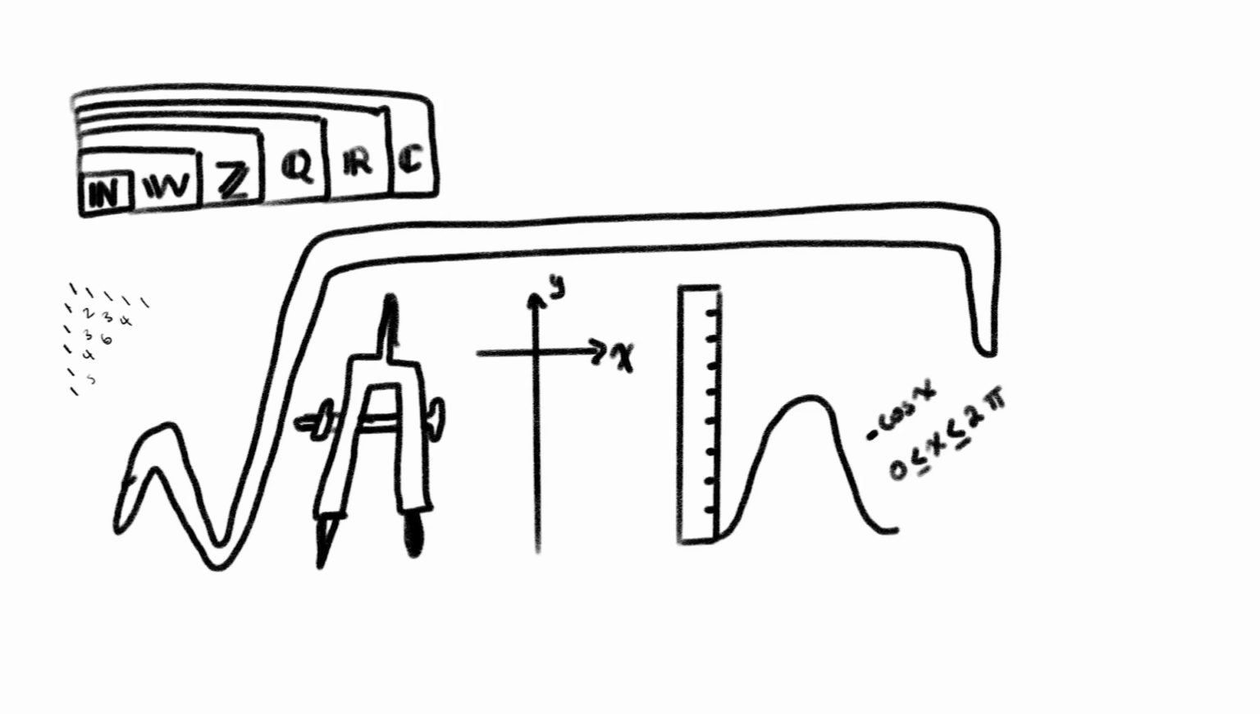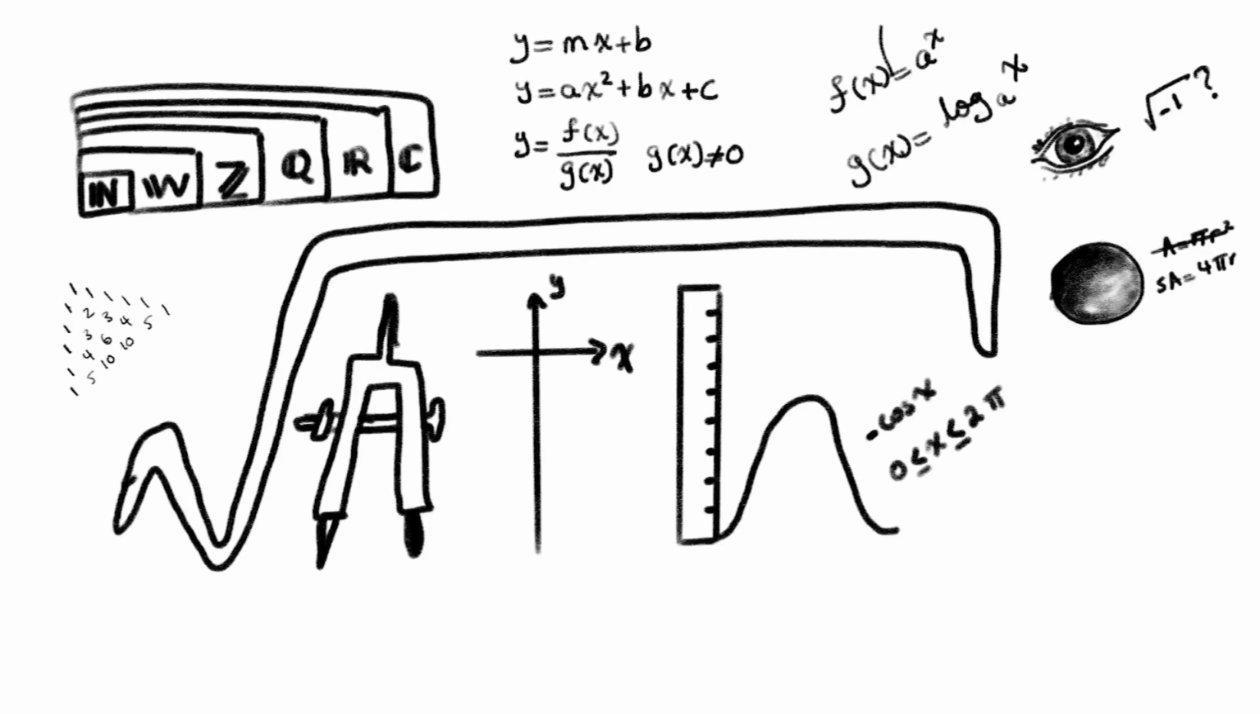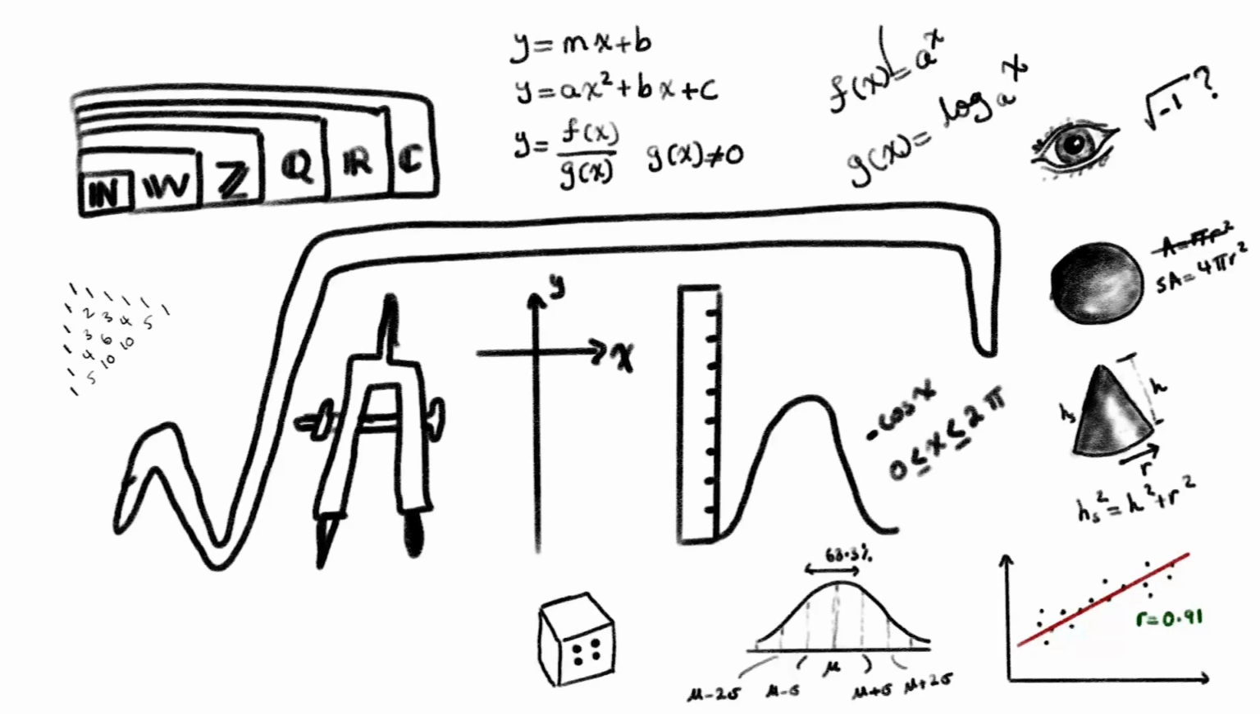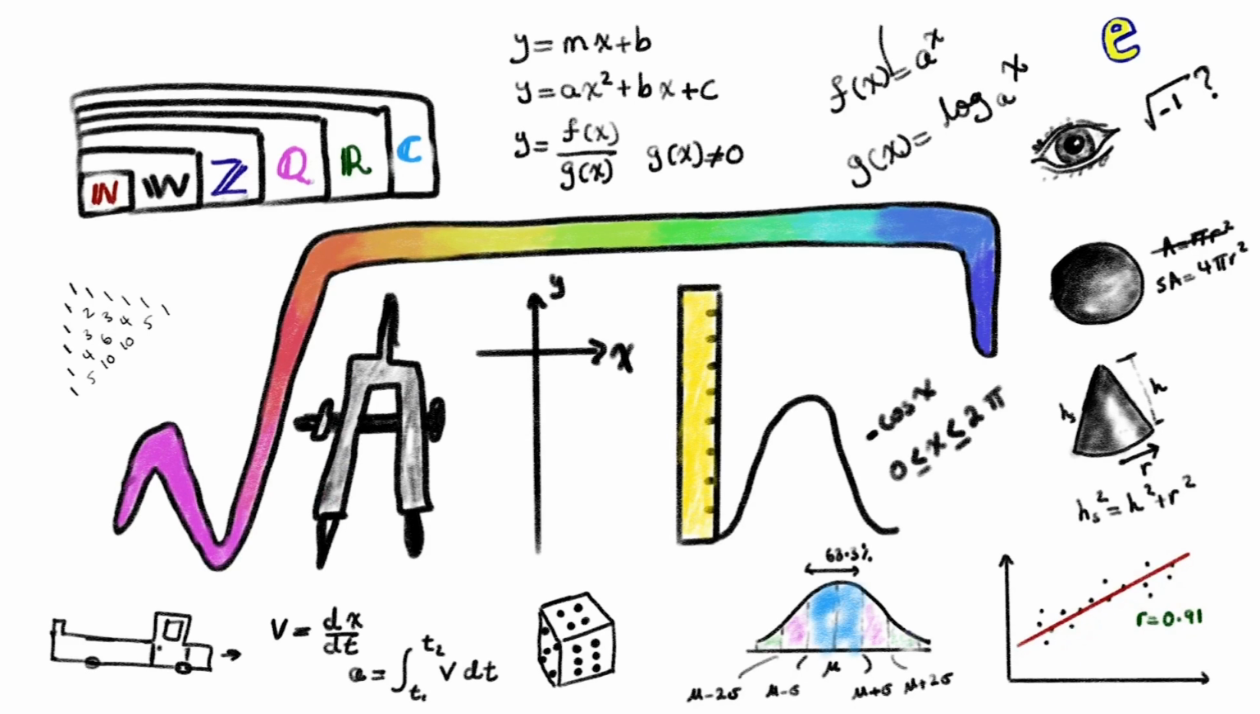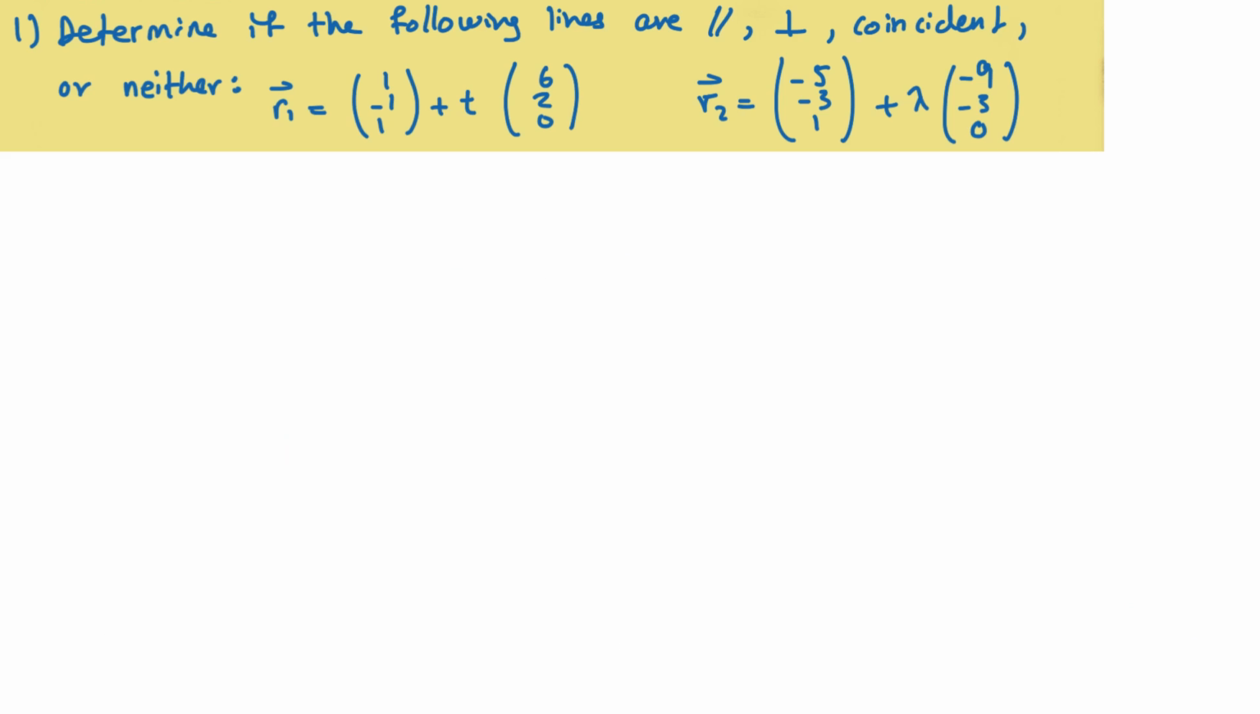Welcome to this video lesson, which is the full solution to the practice questions from lesson 15, which covers the angle between two lines. The first question today asks us to determine if the following lines are parallel, perpendicular, coincident, or neither.